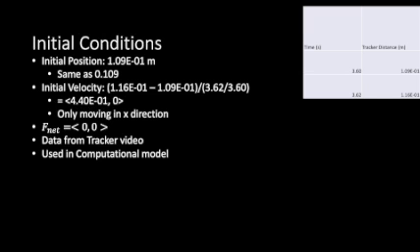Here are the initial conditions. The initial position in the computational model was set by the initial position from the tracker data of the cart that was analyzed in the tracker program. And the same thing with the initial velocity. It was taken from the first two timestamps and the distance traveled in those first two timestamps, and the velocity was taken with that delta t of 0.02 seconds. And there's no net force.